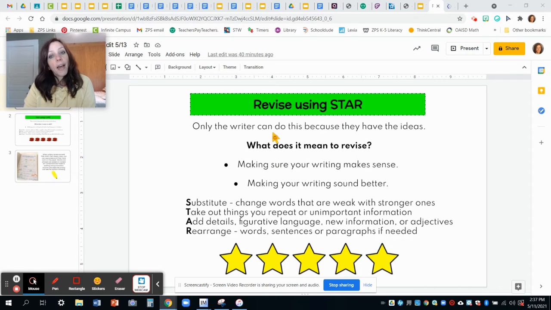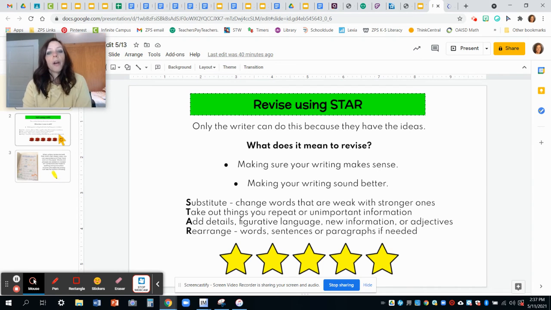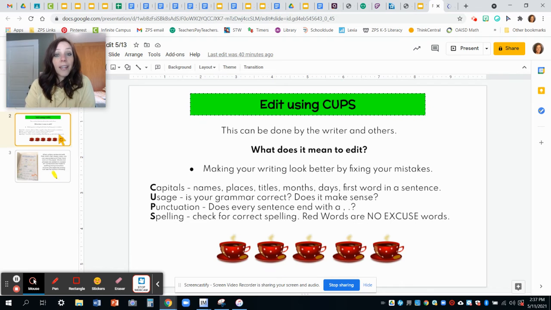Okay. So when we're revising, we're using that STAR acronym. I put some pictures of some stars down here to remind you. Substitute, right? Take things out. Add details, rearrange things if you need to. The other part of revising, and you can tell that I've been doing that on mine, right? The other part that goes along with revising is called editing, and we use the acronym CUPS for that to remember what to do. And you might think, okay, what does it even mean to edit and who can do that? Editing can really be done by anybody.